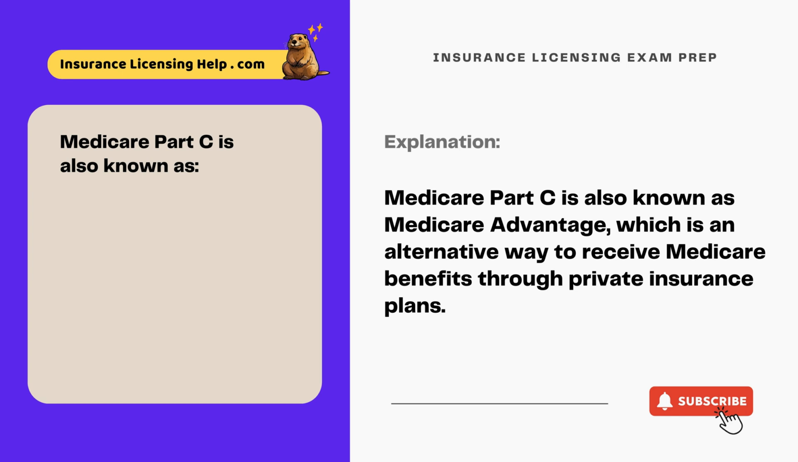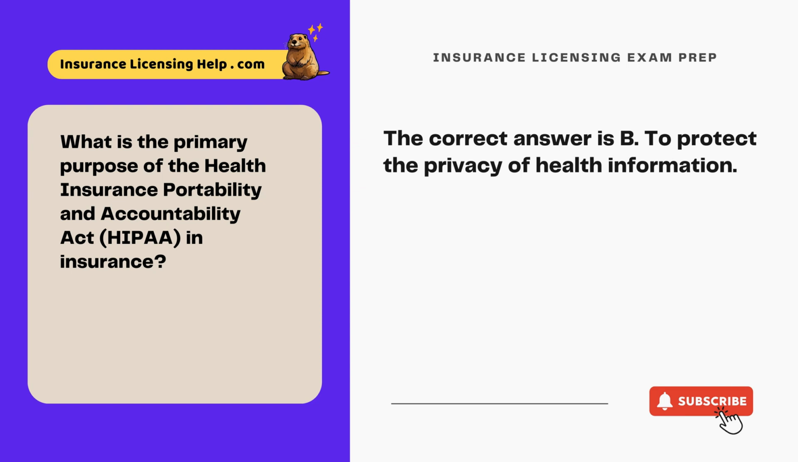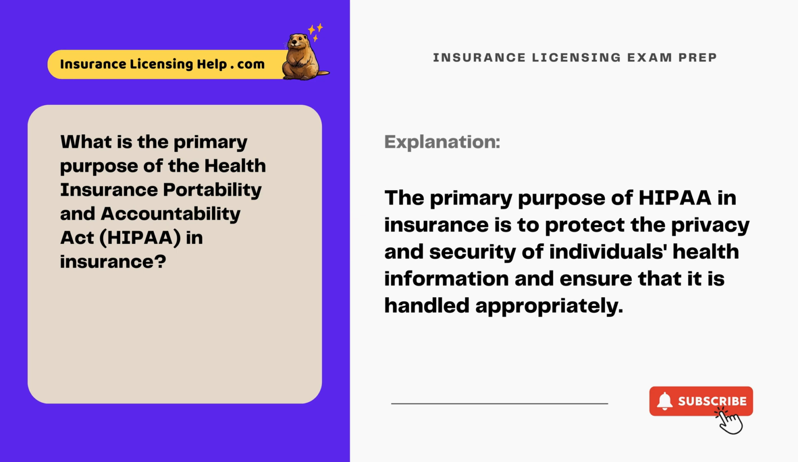through private insurance plans. What is the primary purpose of the Health Insurance Portability and Accountability Act, HIPAA, in insurance? A. To increase premiums. B. To protect the privacy of health information. C. To standardize insurance policies. D. To regulate agent commissions. The correct answer is B. To protect the privacy of health information. The primary purpose of HIPAA in insurance is to protect the privacy and security of individuals' health information and ensure that it is handled appropriately.